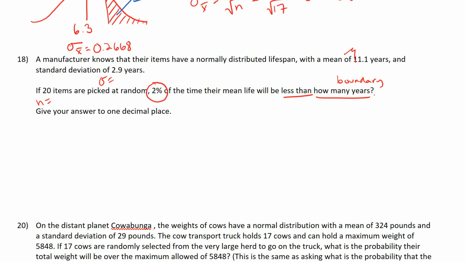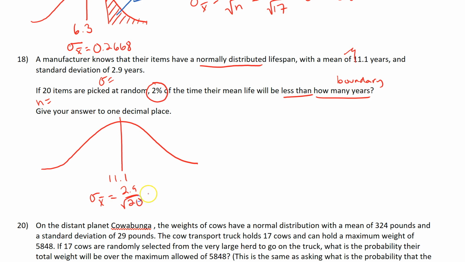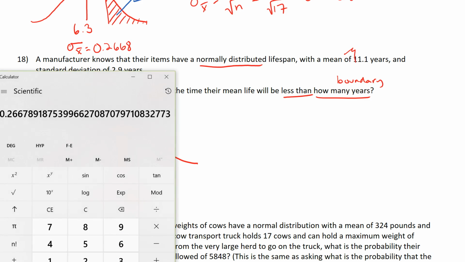Then also make sure we pay attention to this. It does say round our final answer to 1 decimal place, but make sure our intermediate steps don't round it to 1 decimal place, only the final answer. So in any case, doing the same exact thing we did before, since our population is normally distributed, we know the means are going to be normally distributed. And also the center of this is the mean of the population. And our standard deviation of our means is going to be 2.9 over the square root of 20, which gives us 0.6485.